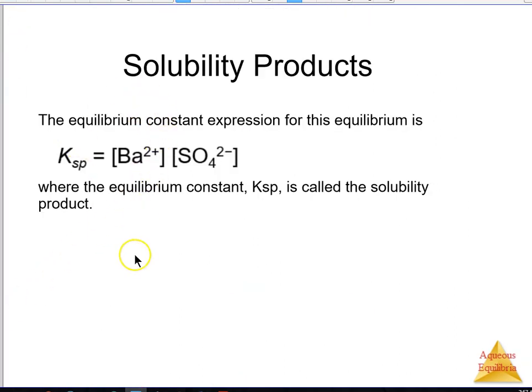Okay? I certainly went out of order here. The equilibrium constant expression for this would be that, where the equilibrium constant KSP is called the solubility product. Once again, because we multiply the concentrations which are dependent on their solubility. The solubility products.